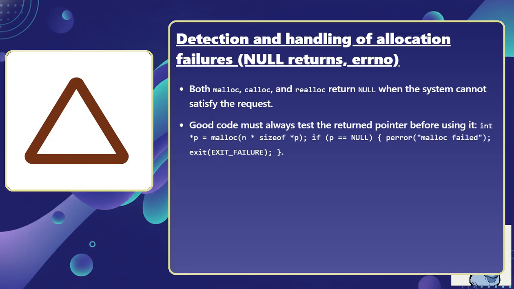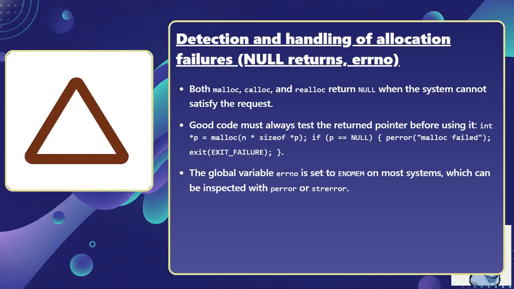Good code must always test the returned pointer before using it. int *p = malloc(n * sizeof *p); if p equals NULL, then print that malloc failed and exit with failure. The global variable errno is set to ENOMEM on most systems, which can be inspected with perror or strerror.